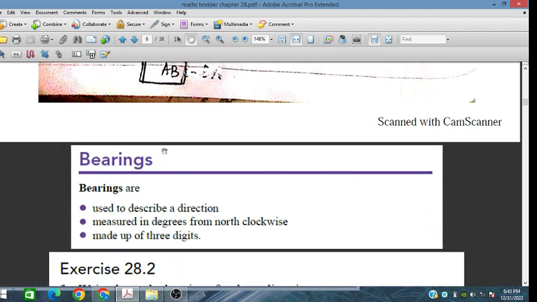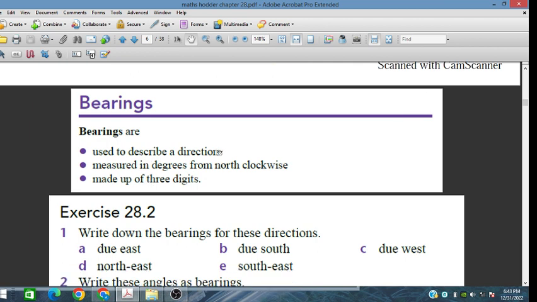So let's discuss bearings. Bearings are used to describe a direction measured in degrees from north, clockwise. From the north side in a clockwise direction, we measure the bearing and it shows the direction. It is used especially in shipping, marine science and the navy. It is an angle, but it is always measured from the north, clockwise, and made up of 3 digits. Bearings always are written with 3 digits.